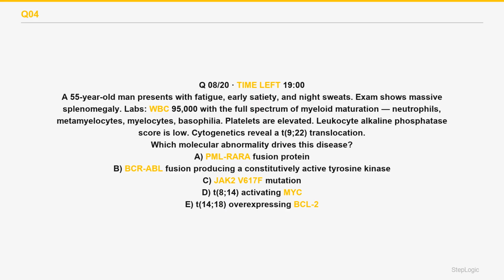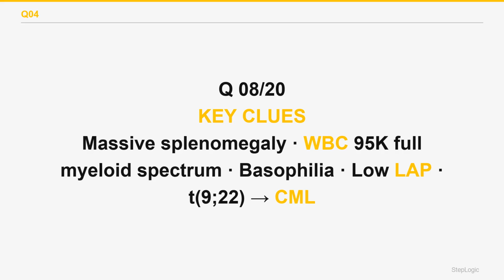Read the command. Which molecular abnormality drives this? Massive splenomegaly, high WBC with full myeloid maturation, basophilia, low LAP score: chronic myeloid leukemia. Chronic myeloid leukemia is driven by the t(9;22) translocation, the Philadelphia chromosome.